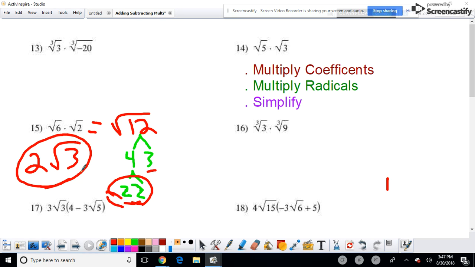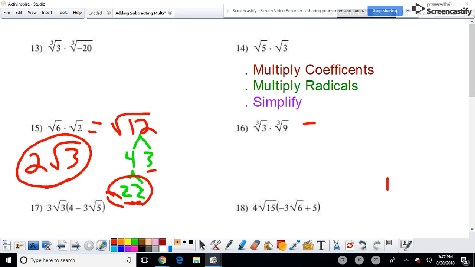Let's look at number 16. Number 16 is a little weird. For the sake of this video, all of our radicals will have the same index. So we're not going to be multiplying two different radicals that have two different indices. The reason why is because that's a whole other topic, a whole other video, because you got to do some conversions and stuff. So for the sake of this video, all of our radicals will have the same index.